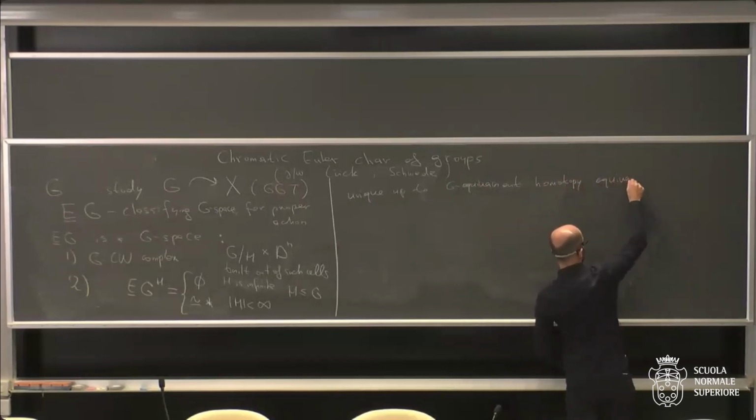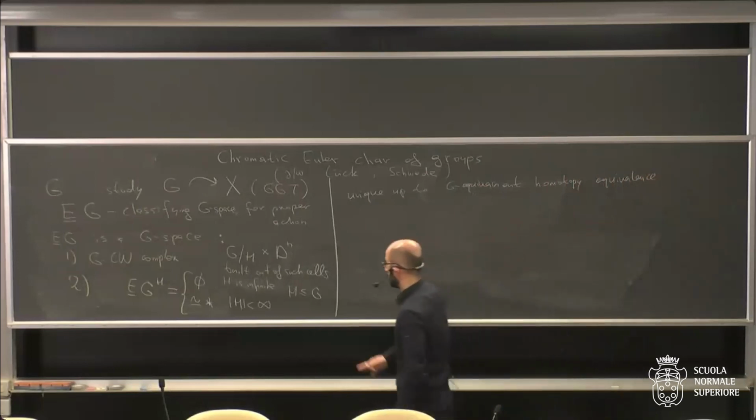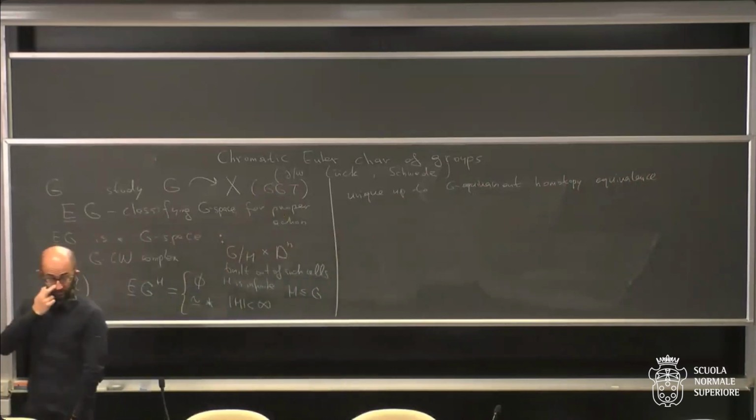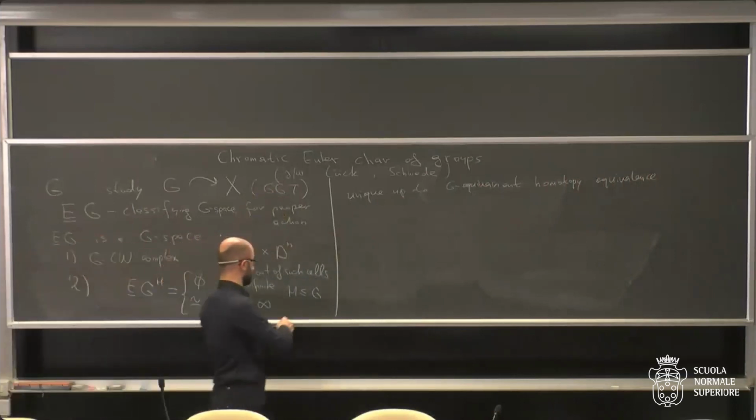Okay, so that's a formal definition. It exists. It's unique up to G-equivalent homotopy equivalence. So why does it show up in geometric group theory? You can ask this question. And I'll give you examples immediately.